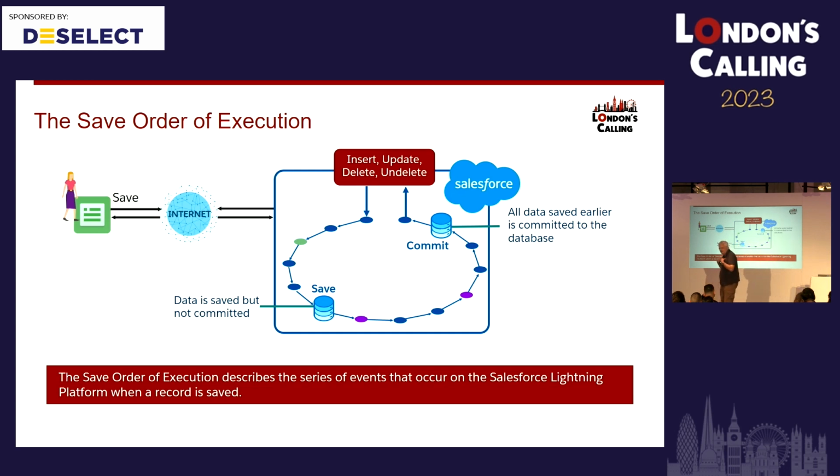So Simon comes along, saves a record, it goes through that circular graphic there. We hit the save point. If we were all sharing the same org, none of the rest of you are going to know what I'm doing until we get to that commit point. Okay. So that's the first thing to get into your head.